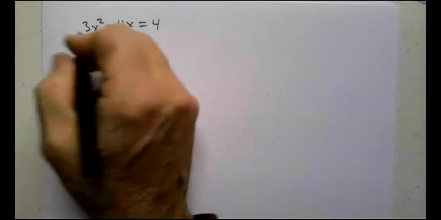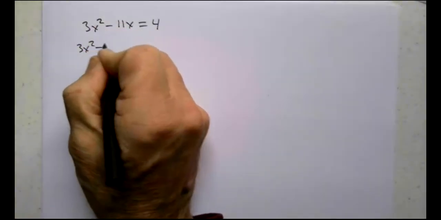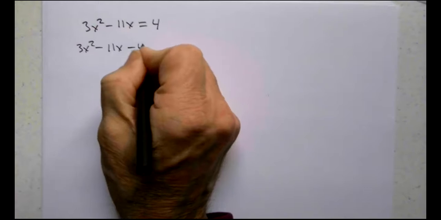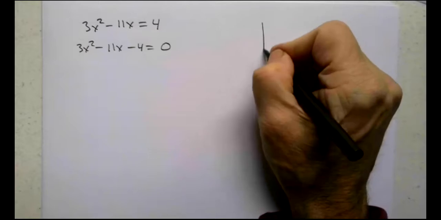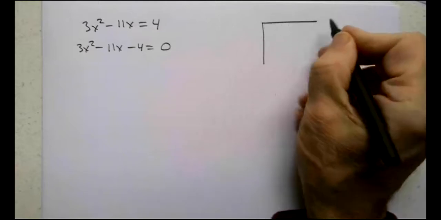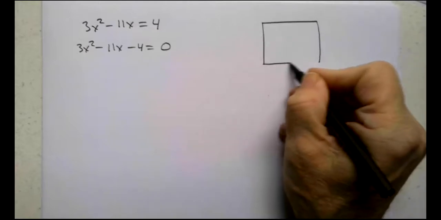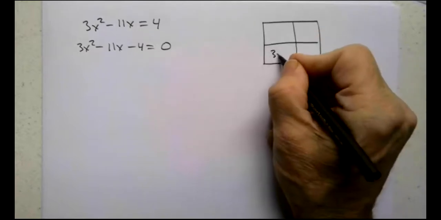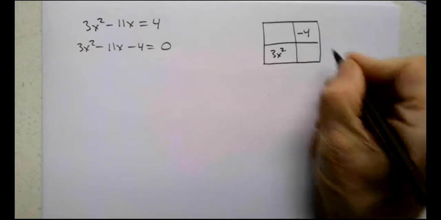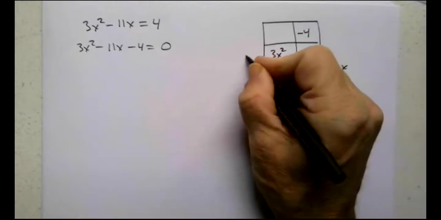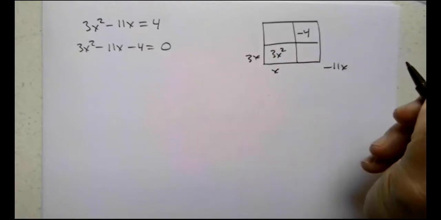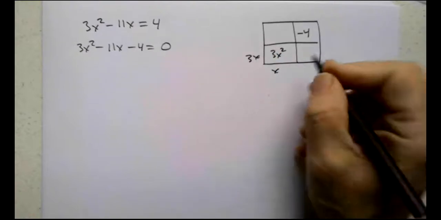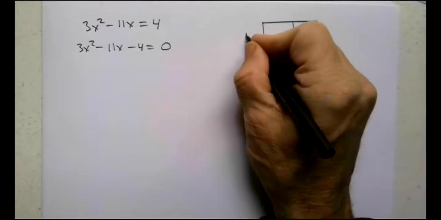So we're going to subtract 4 from both sides. 3x squared minus 11x minus 4 is 0. And then we're going to go ahead and do our factor box and try to factor this. 3x squared here, minus 4 here, minus 11x there. 3x times x. 4 and 1, I think. Make this minus 4, make this plus 1.